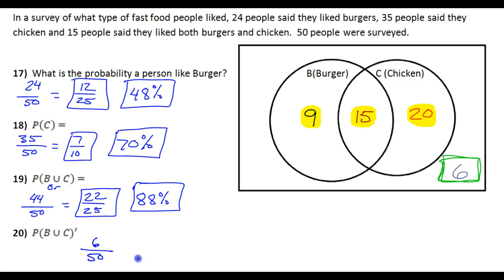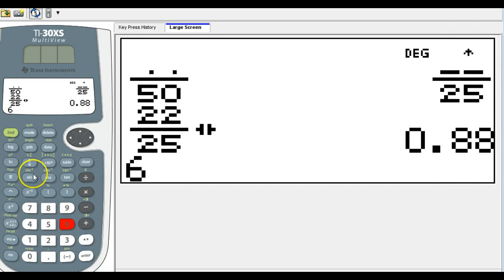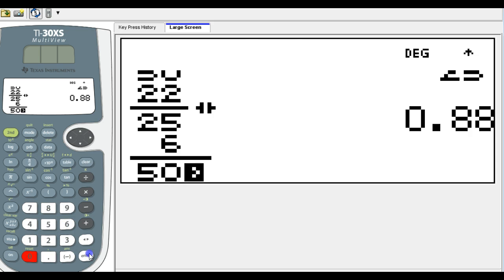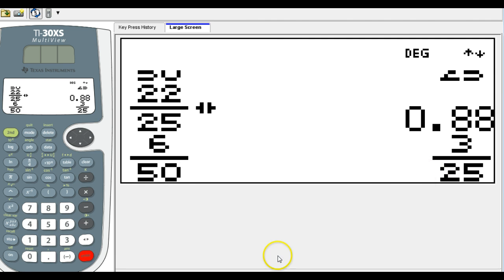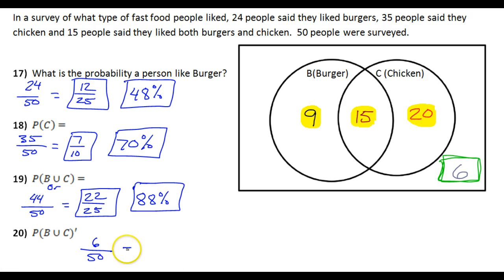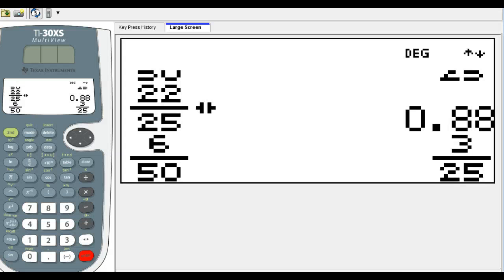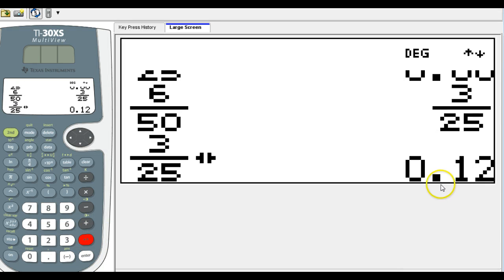But this time it'll be 6 out of 50. So 6 out of 50, that's 3/25. All right, so that's 12%.